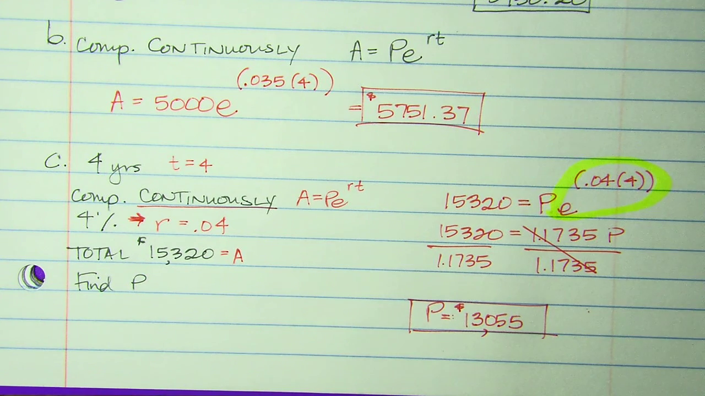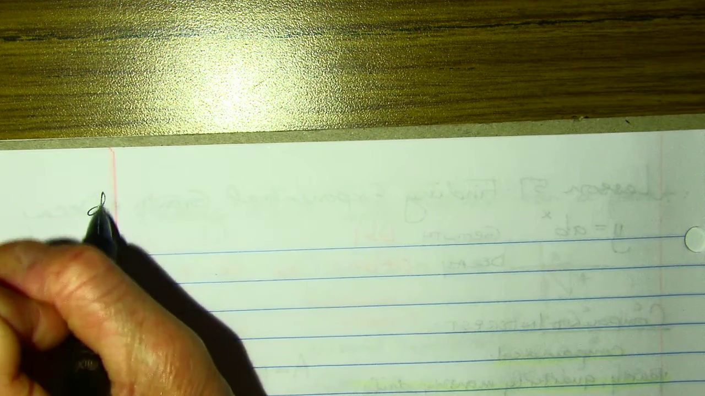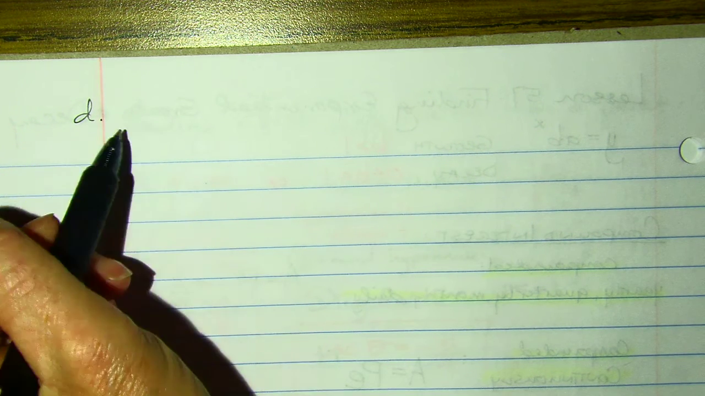And so that's how much was deposited. So moving on to part D. I'm going to move that up a little bit. All right, so a mass of carbon decays in such a way that it will disappear after 5730.